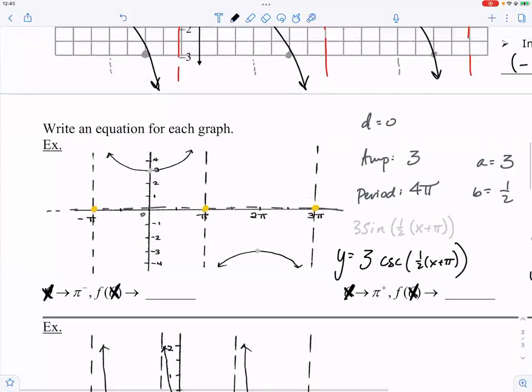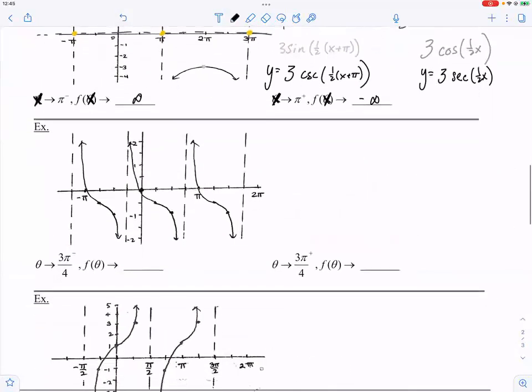Okay, as x approaches pi from the left, it goes to infinity. And as x approaches pi from the right, it goes to negative infinity. Okay. Next up.